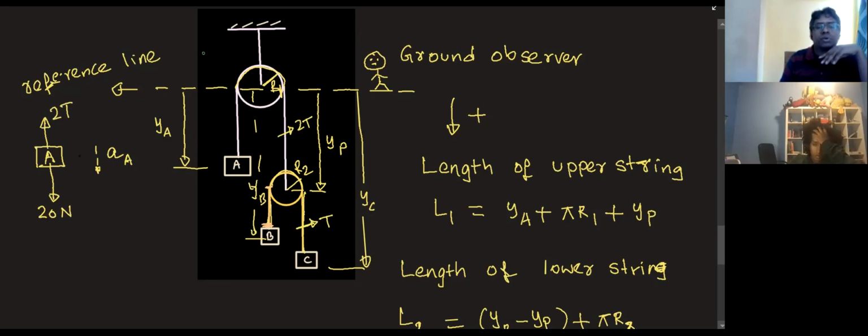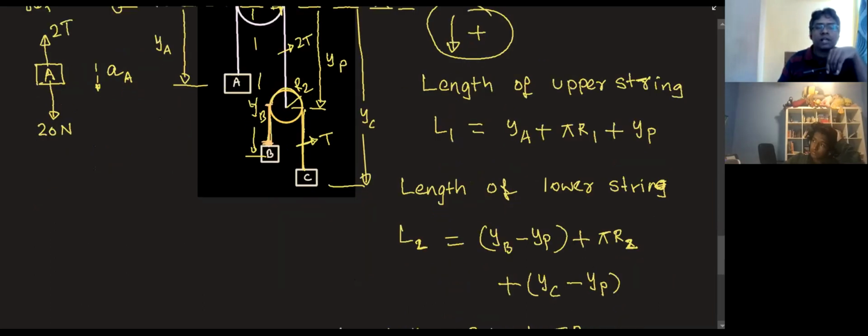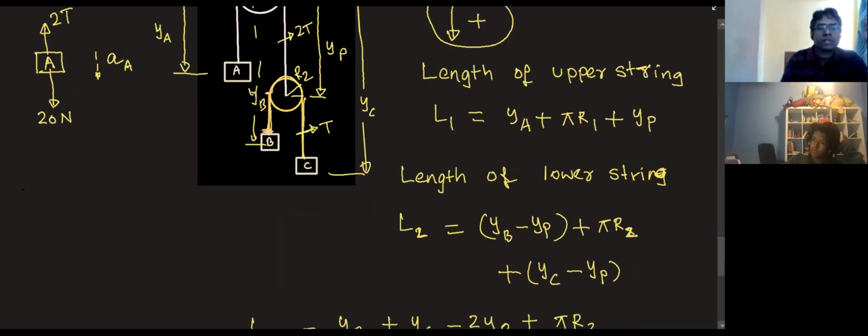Because I have assumed that the downward direction is positive, what I can write straight away is one equation: 20 minus 2T is mass into acceleration. Mass is 2, so 2AA. So we get this equation. From here you get acceleration of A as 10 minus T, which we're going to use.